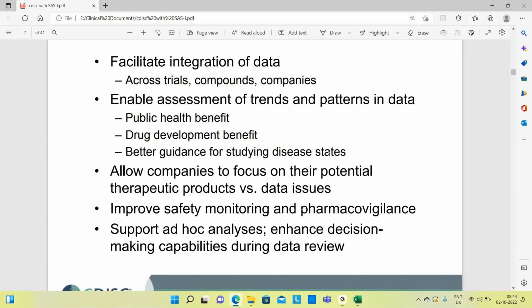So how the disease state is: before it was very severe, after that moderate, after that normal. So this is how it is. It allows companies to focus on potential therapeutic products versus data issues. Data issues are the main factors, so if you are following standards, the data issues will be resolved, and you can focus on your therapeutic product.